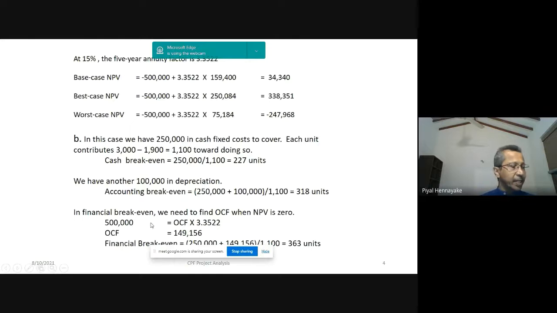The financial break even is the most important one. So financial break even happens when NPV is 0, right? So we get Q is equal to, we know, operating cash flow into annuity factor. Right? So operating cash flow is equal to 149,156. How do we get it?